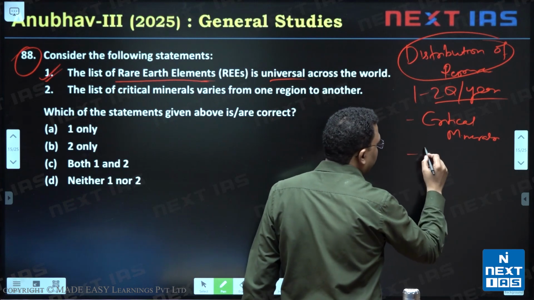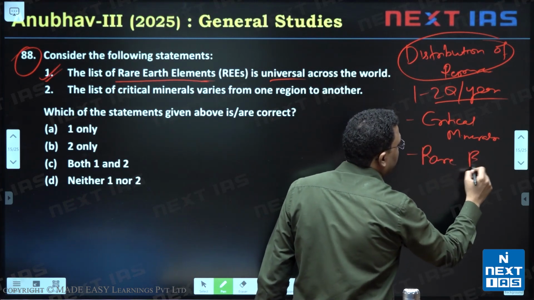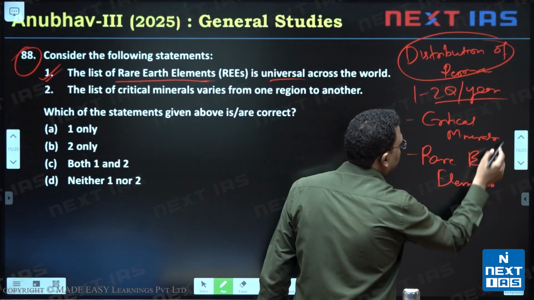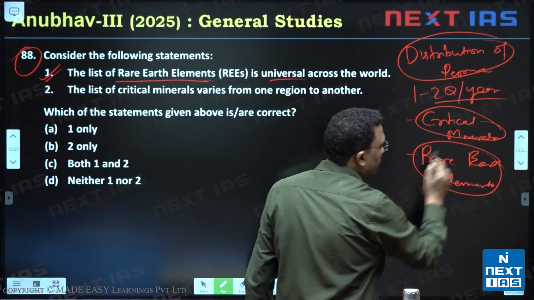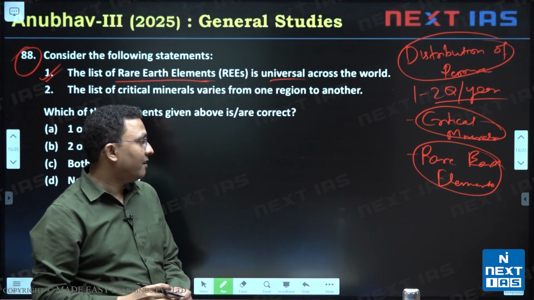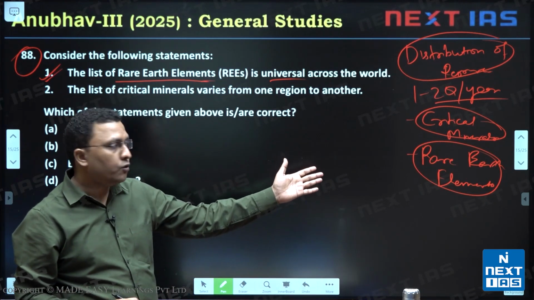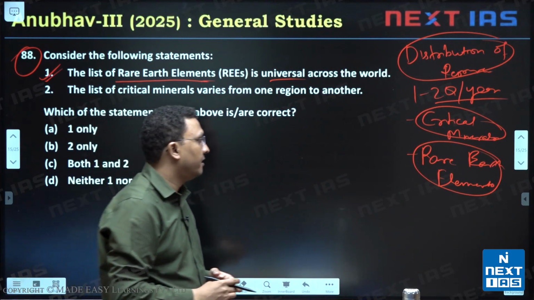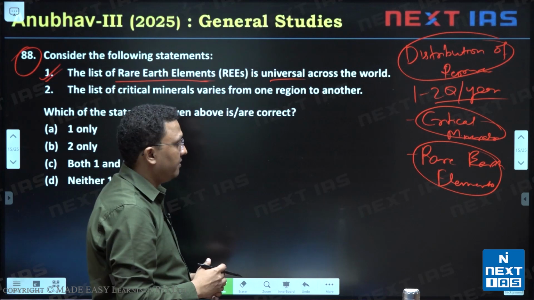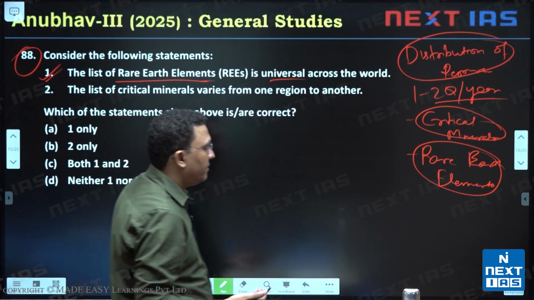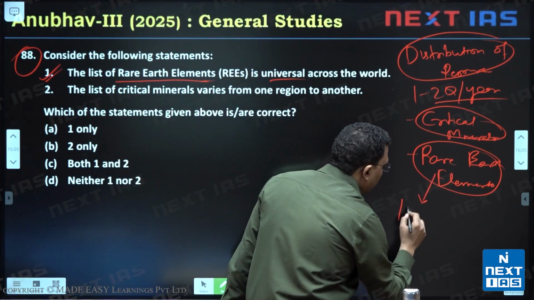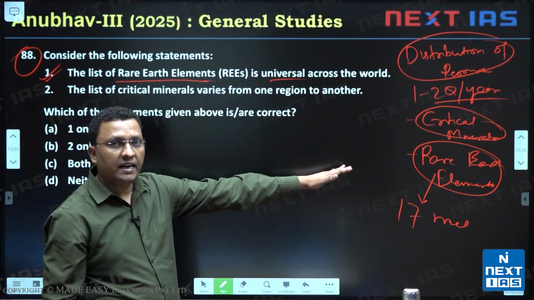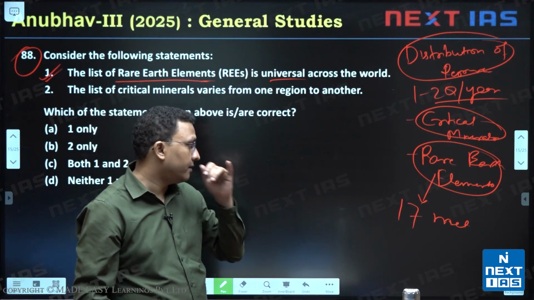First is critical mineral and second is rare earth elements. These two are often used together. If you read any article or news related to critical mineral, you are likely to see rare earth element as well, right, in those articles, but they are not exactly the same thing, right? Rare earth elements are basically a group of 17 metallic elements, right? A group of 17 metallic elements is called rare earth elements, right?